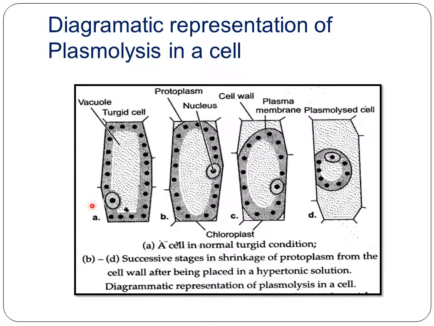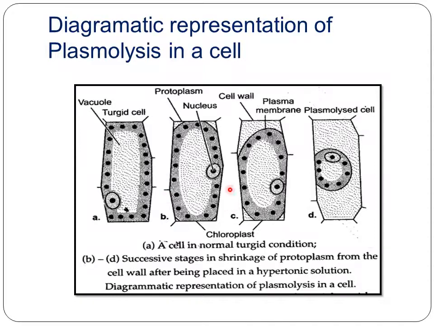So let us see here what is happening. This is a turgid cell or a normal cell. We can say this is the vacuole. Now this cell is in normal condition. Now as soon as we are keeping it in a hypertonic solution, that is a solution having solutes more than that which is present inside the cell, water starts oozing out.